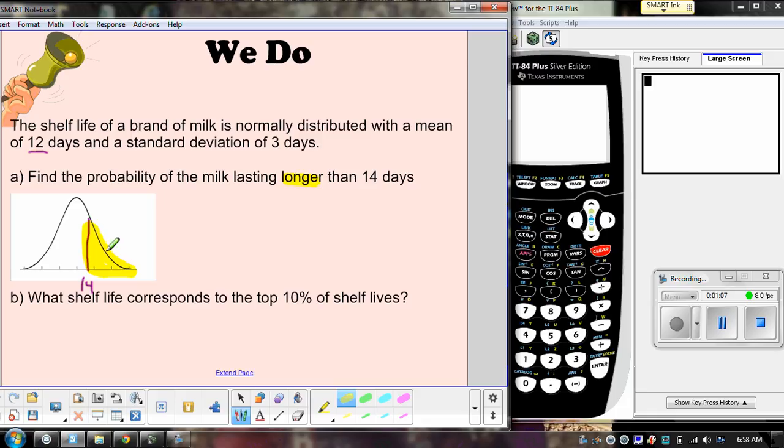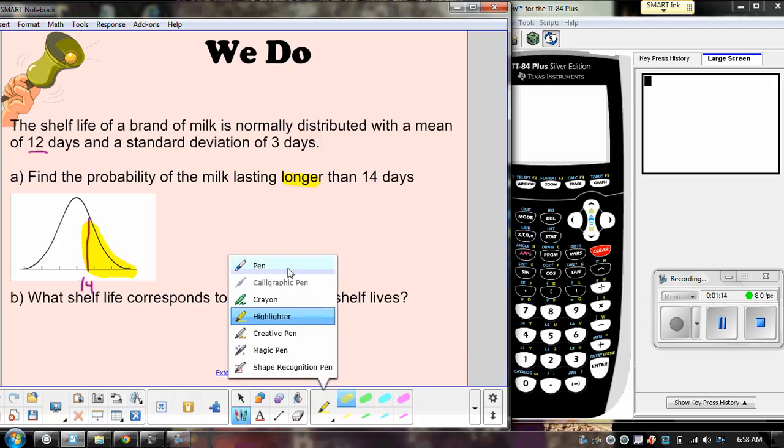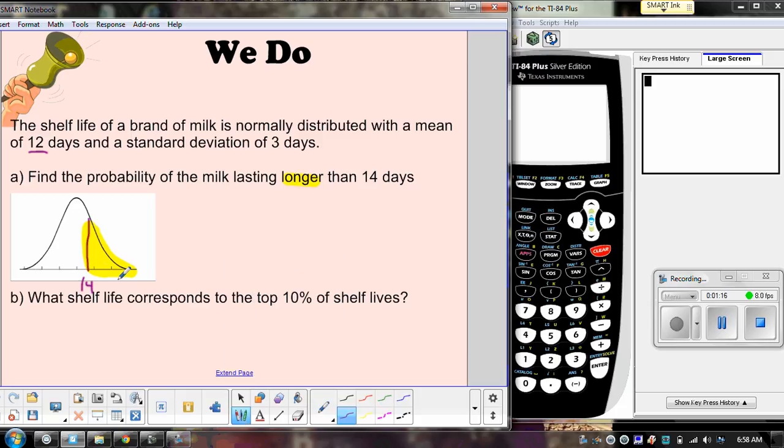Anytime I go into the right tail, I'm going to be using infinity, which you wrote down in your notes. Infinity is 1e99 in the calculator because there's actually no infinity button. So I also like to label my tail as 1e99. This is just going to help me when I'm ready to type everything in, and I'll show you why in just a second. So I'm going from 14 to infinity.